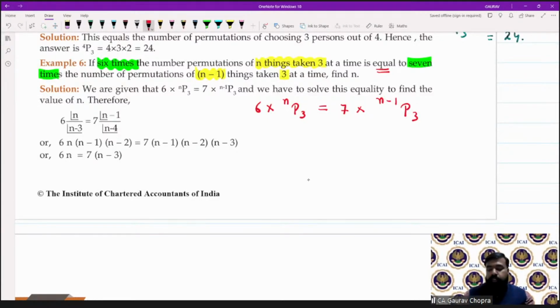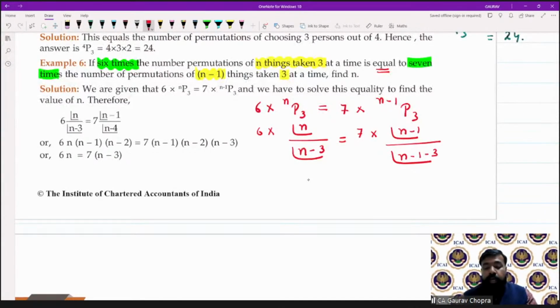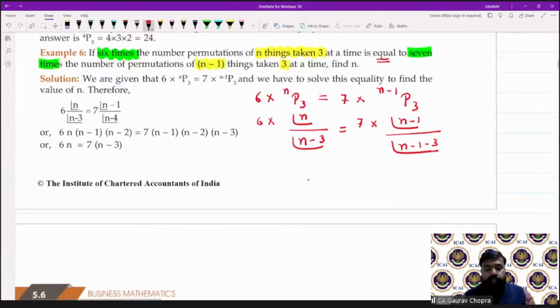Now we have to simplify this. So 6 multiplied by nP3. How can we open it? We can apply the formula: n factorial upon (n minus 3) factorial is equal to 7 multiplied by (n minus 1) factorial upon (n minus 1 minus 3) factorial. Now we can see how to cancel these factorials so that we can easily simplify.